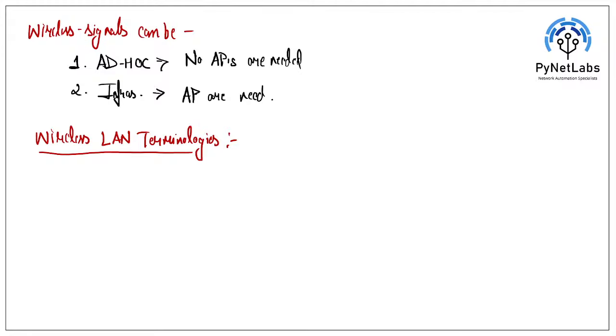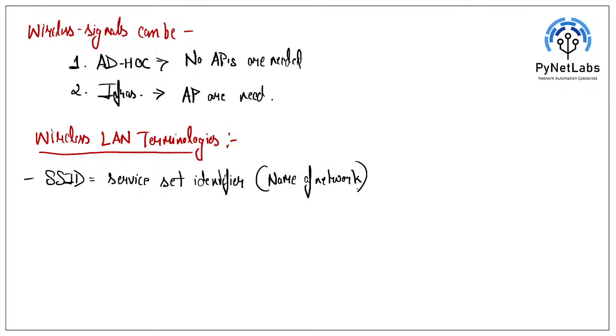So the first thing about the wireless LAN terminology which you all need to know is the SSID. It stands for Service Set Identifier. Whenever we are talking about the SSID, it is basically the name of your network. If you are connecting to some Wi-Fi, by the name of the network you are going to identify it. So in technical terms, the SSID is known as the name of the network.